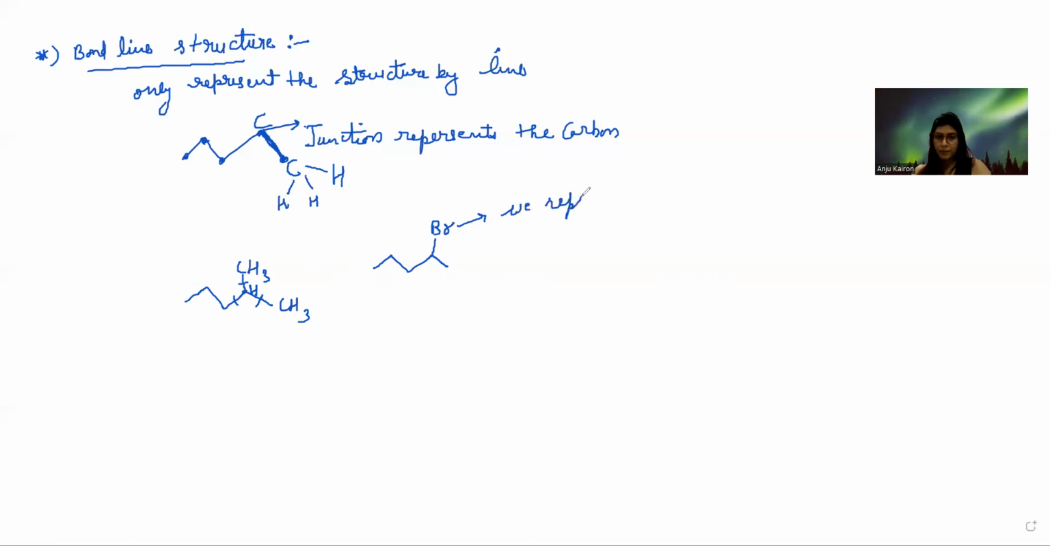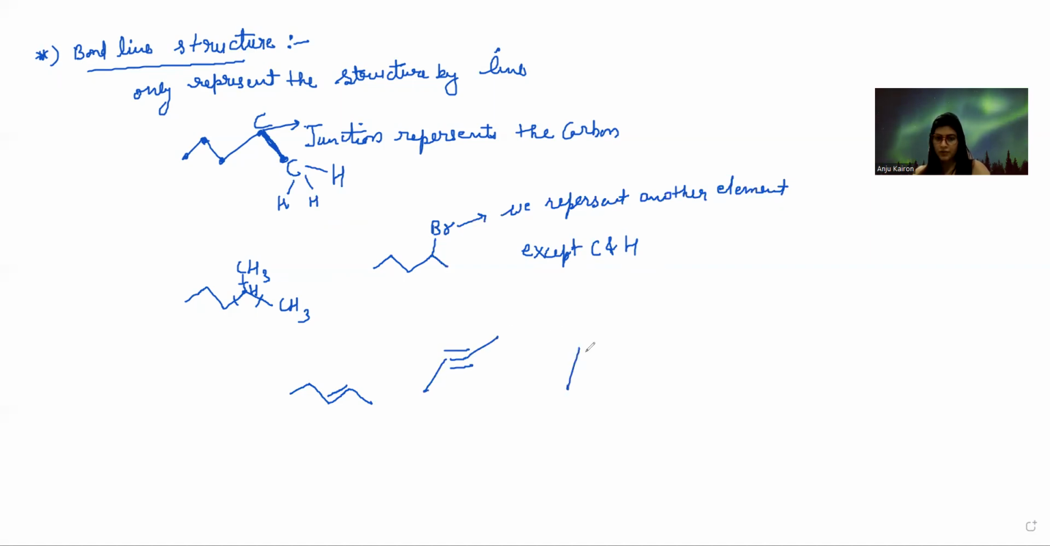And if we have any other elements other than hydrogen or carbon, we represent those elements. All right, now how can we represent a double bond in this bond line structure? Like this. If we have a triple bond, then we represent it like this, all right, or this, all right. Now, the next representation is bicyclic compounds.